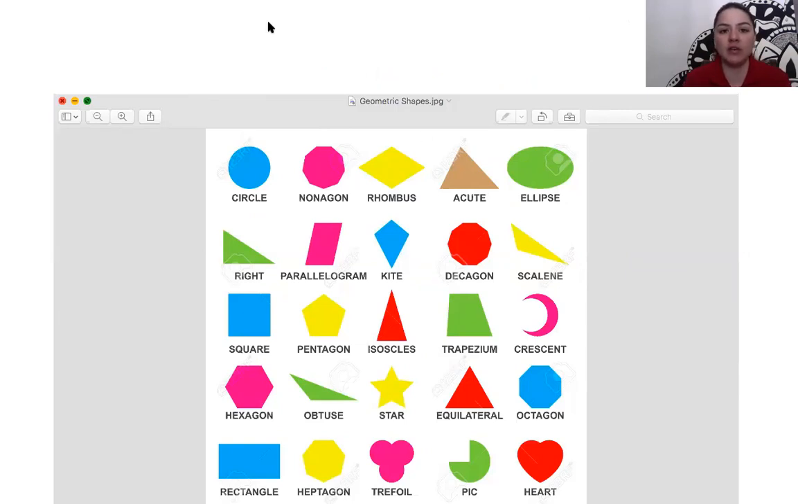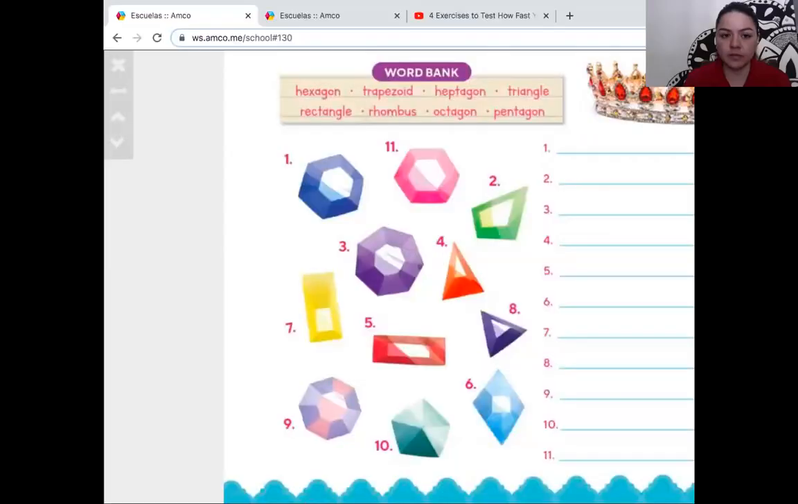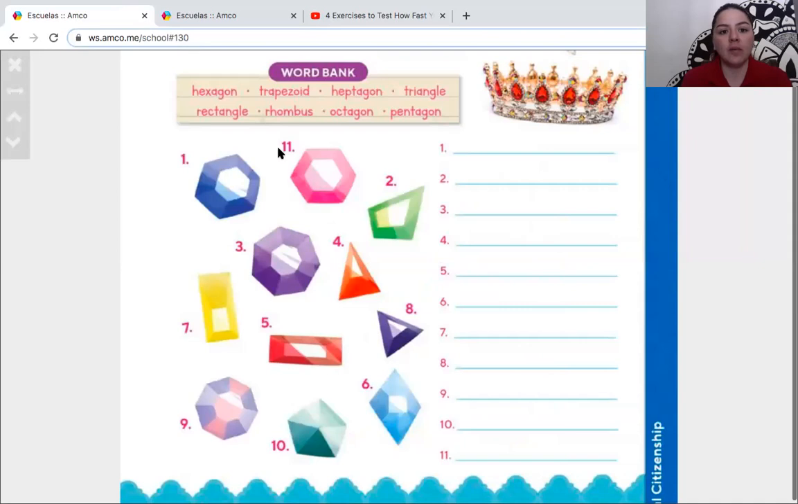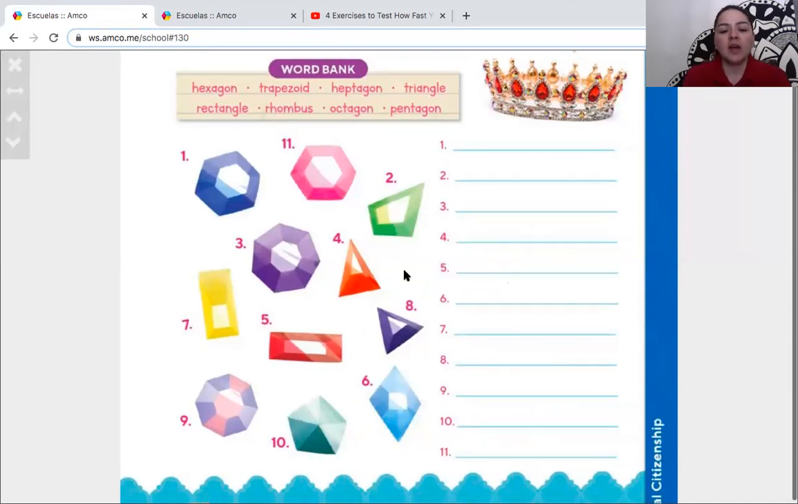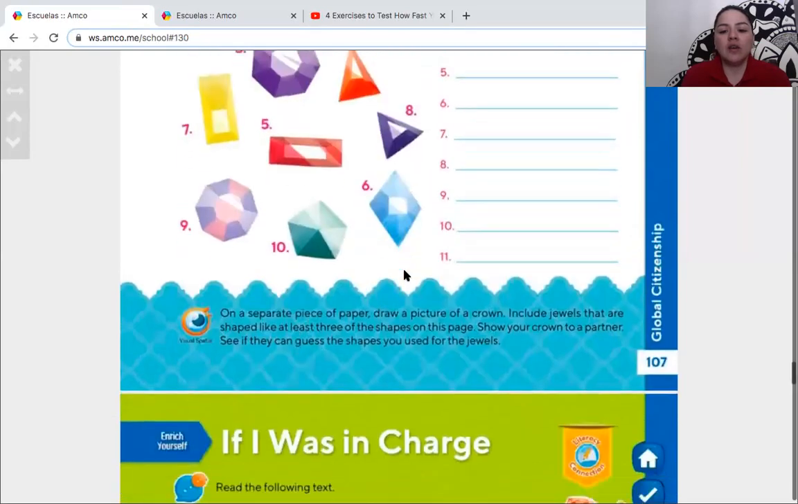There you go. Now let's go to our page again. Give me a second, guys. Okay, there you go. We have 11 shapes and you must name them, okay? Now let's go to the next page.